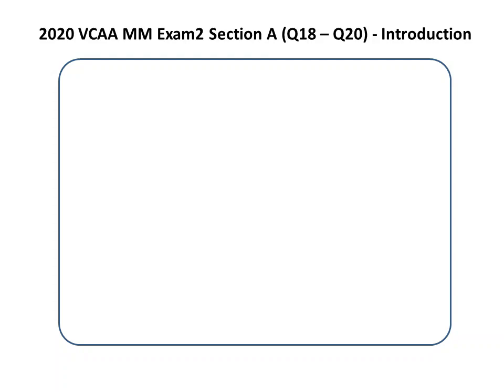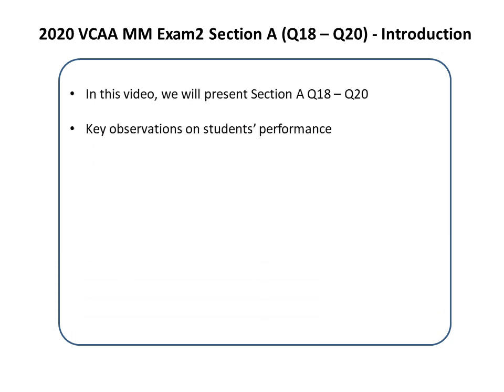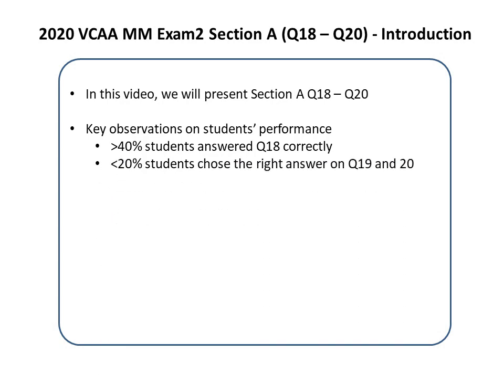Welcome to the seventh part of VCAA Mathematics 2020 exam paper series. In this video, we will present exam paper 2, section A, questions 18 to 20. Though more than 40% of students chose the right answer on question 18, less than 20% of students chose the right answer on questions 19 and 20.